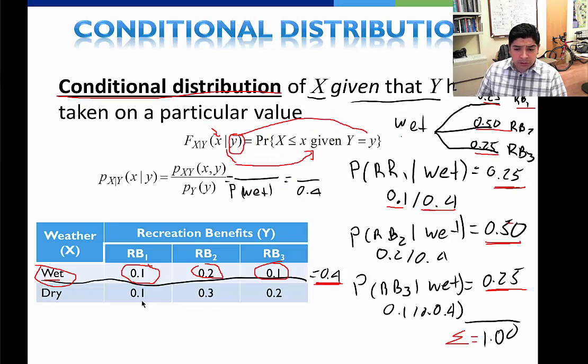And we can do the same with dry. So the probability of dry will be 0.6. And what is the conditional probability that, given that it's dry, we have recreational benefit 1? It will be 0.1 over 0.6. For RB2, it will be 0.3 over 0.6. And for recreational benefit 3 it will be this. So that's how we can estimate it.